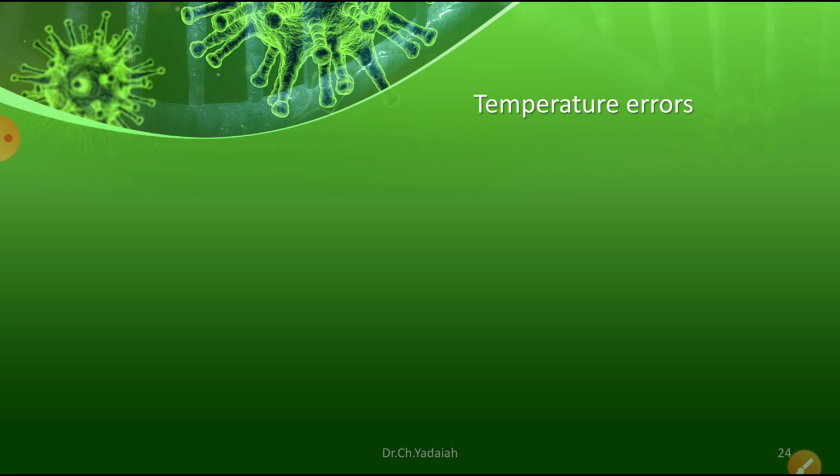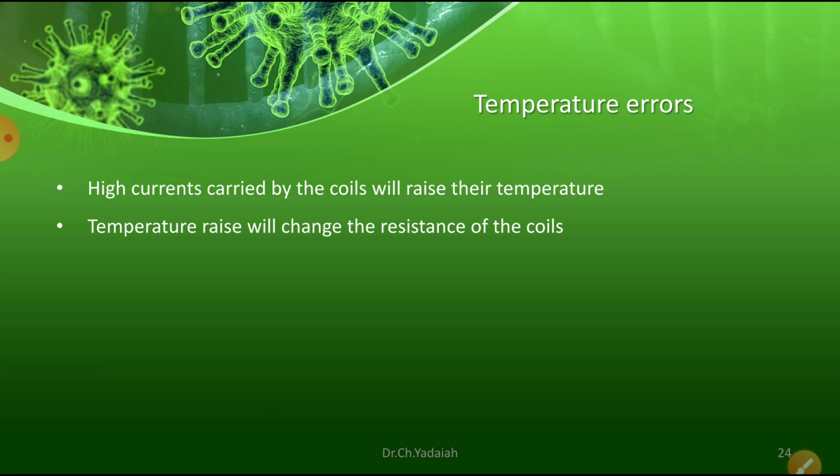Now coming to the usual error, the temperature error. It is similar to the previous case. High current carried by the coils will raise the temperature, and the temperature rise will change the resistance of the coil, because resistance is directly proportional to the alpha changes.